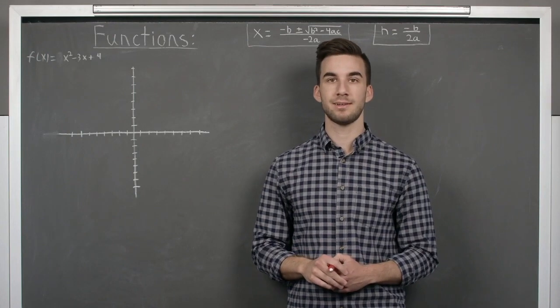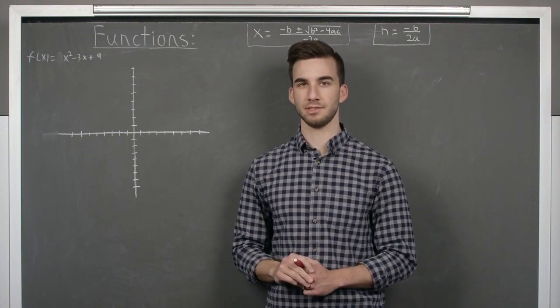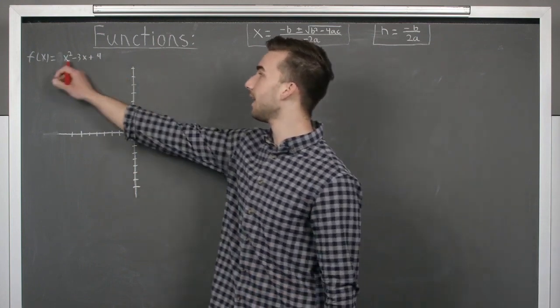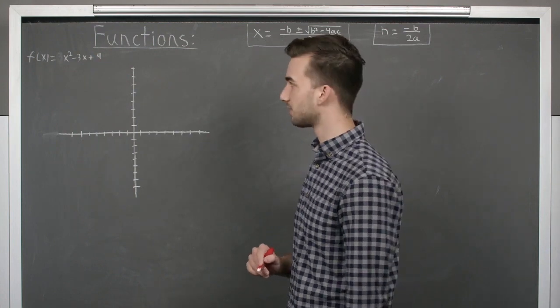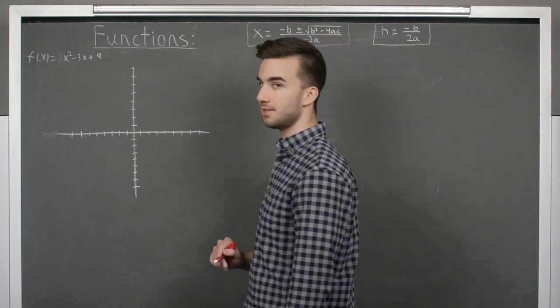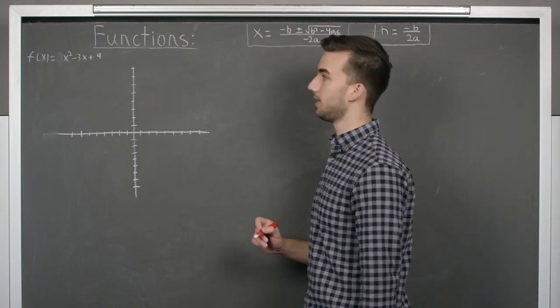So now that we know how to graph linear functions, let's graph more complicated functions. Over here, we have a function that is x squared minus 3x plus 4, and if we just want to graph it, we can just calculate a bunch of points and then graph those points.